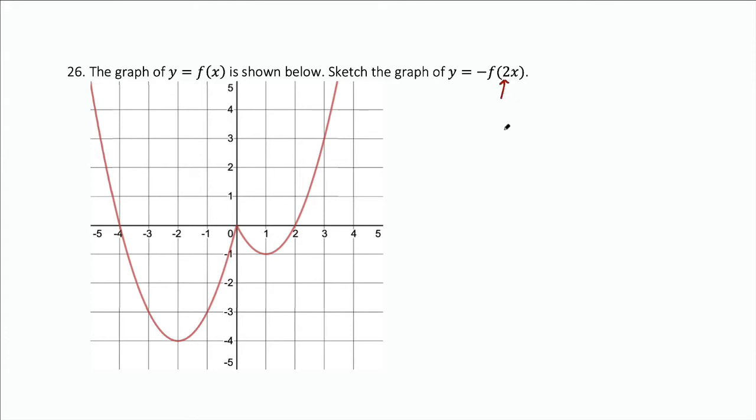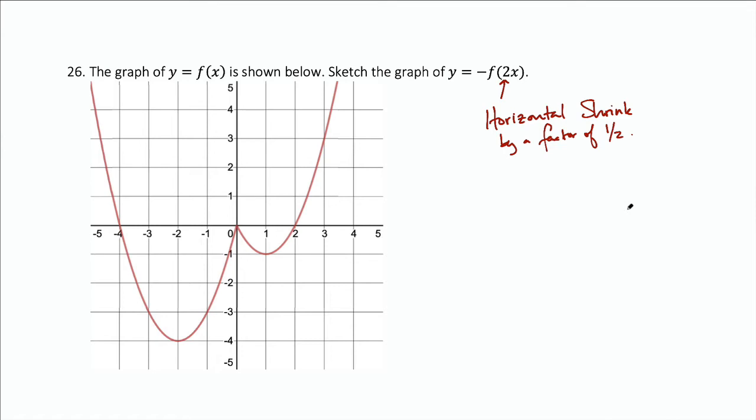This 2 in front of the x, that's a horizontal non-rigid transformation. Now remember, the things with x are kind of backwards. So if I take x and multiply this by 2, I'm going to use the reciprocal of that, which is 1/2, and that means I'm going to have a horizontal shrink by a factor of 1/2. Horizontal shrink, okay, by a factor of 1/2. That means every x value that I have gets multiplied by 1/2.